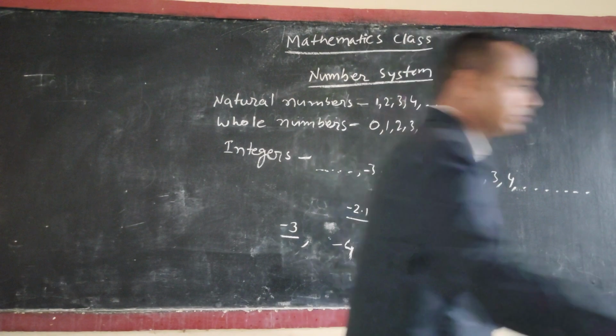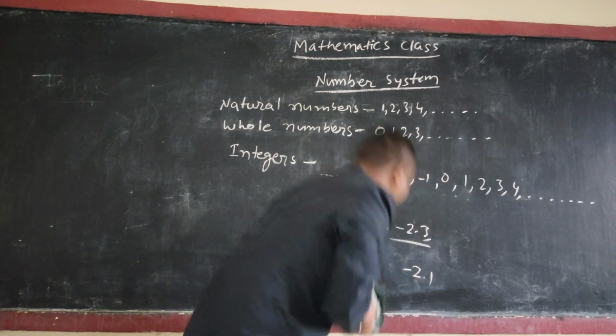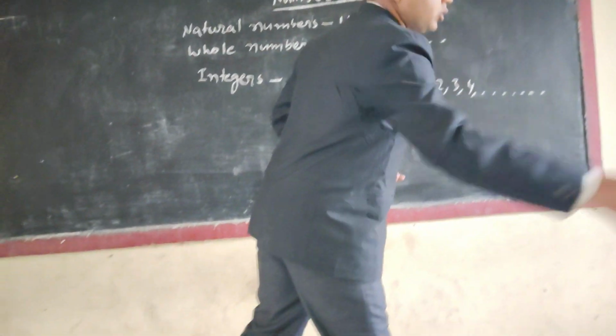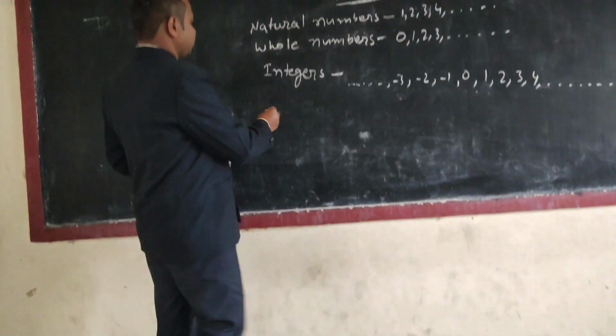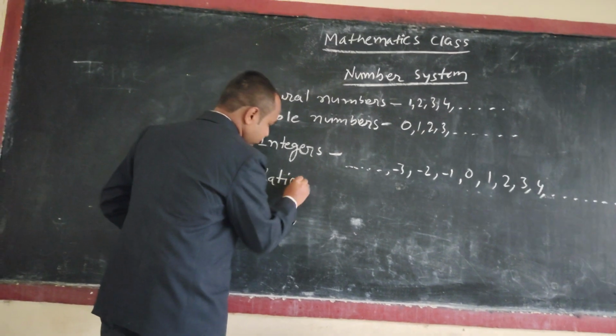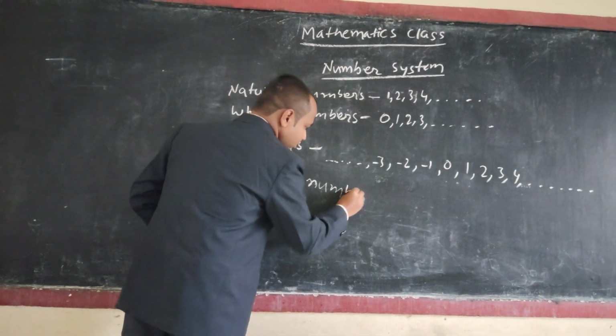So we have ended integers also. Now rational numbers. Rational numbers.